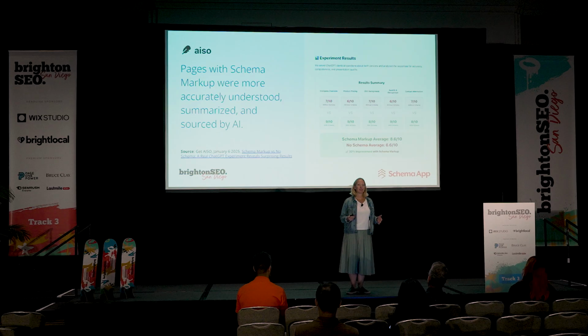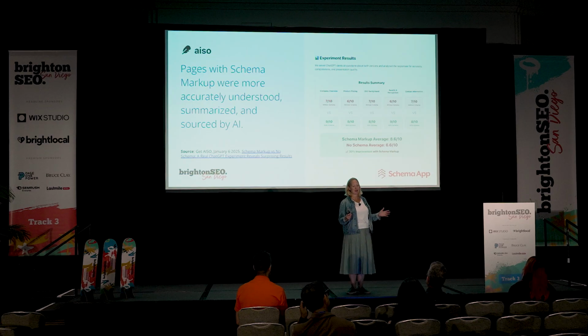Now, I always like to refer to research because there's lots of talk right now. Where does schema markup have an impact? Who's using it? Well, in this study by ASO, they actually looked at pages with schema markup and without schema markup. And they found that those with detailed schema markup, and there's research that came out just today talking about the difference of detailed schema markup versus basic schema markup, it was more accurately understood and sourced by AI. And in this study, they were specifically looking at ChatGPT.